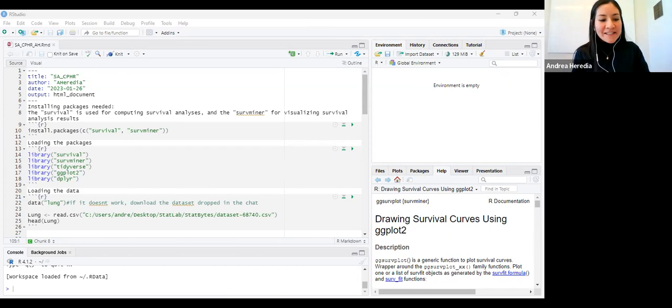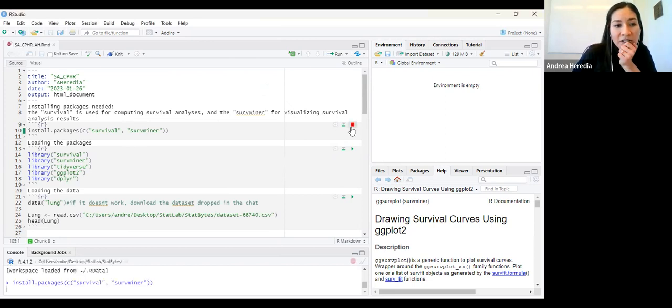Okay, so the demo presentation is basically based on the statistical tools for high throughput data analysis. And I'm going to be sharing on my last slide all the references that I'm using for this presentation. So we're going to be using 2 R packages, the survival one for computing survival analysis, and then the survminer package, which is used for summarizing and visualizing the results. So we're going to go ahead and install the packages.